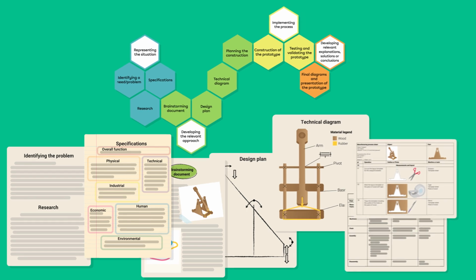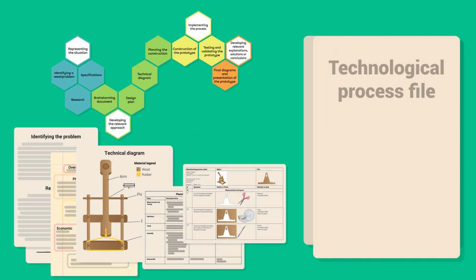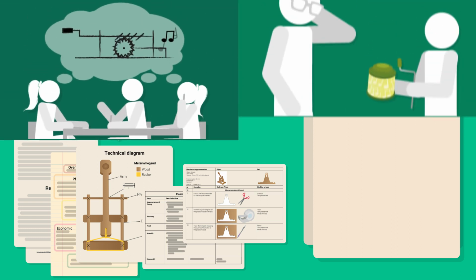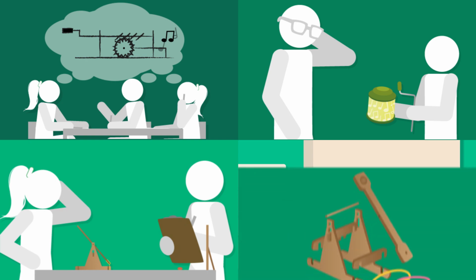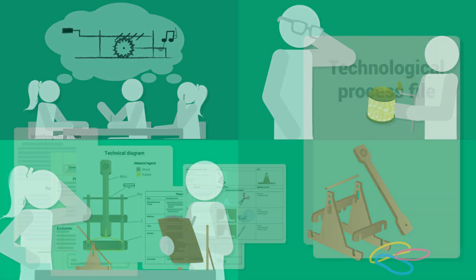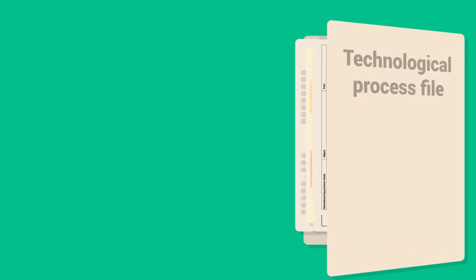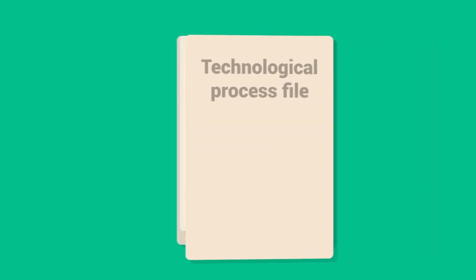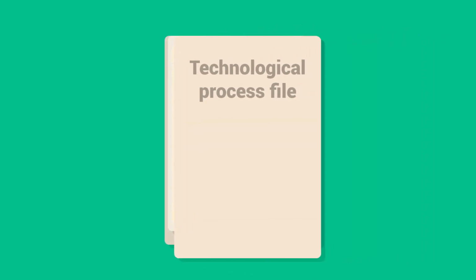Let's look at the logbook, also called the technological process file. Throughout the process, we've used the file to record ideas, the difficulties encountered, and changes made to the original diagrams. In short, everything necessary to understand the choices that were made during the design, construction, and validation of the object.